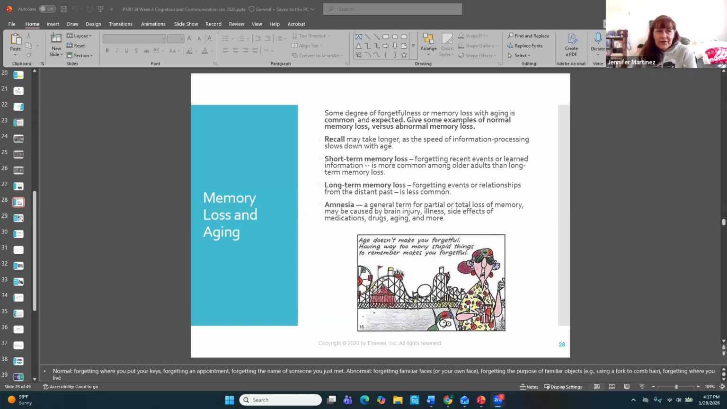Forgetting where you live, your address, some more short-term memory loss. Oh, I forgot I had an appointment today, right? Even though I booked it yesterday, that kind of thing. Whereas long-term memory loss, this is forgetting events or relationships from the past, which is less common.